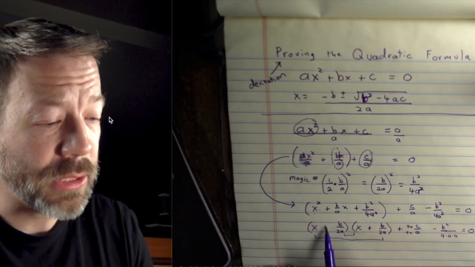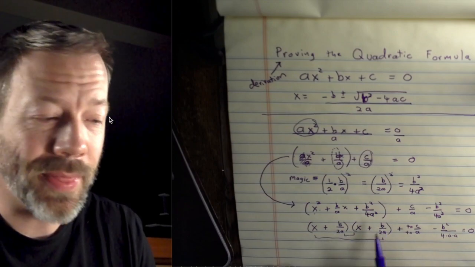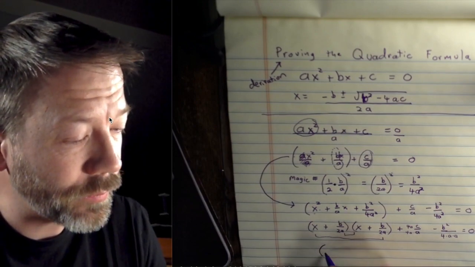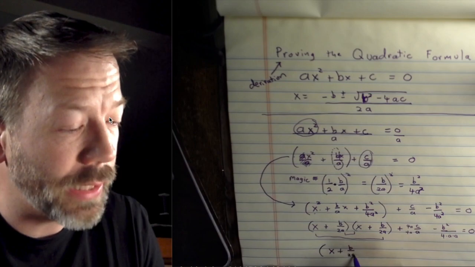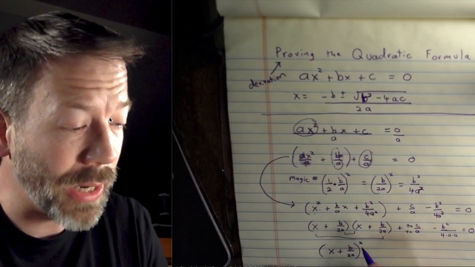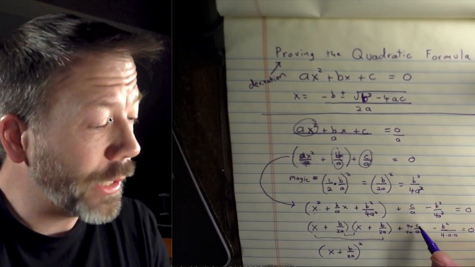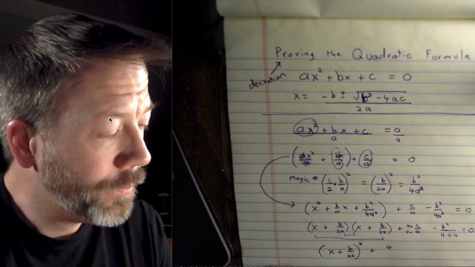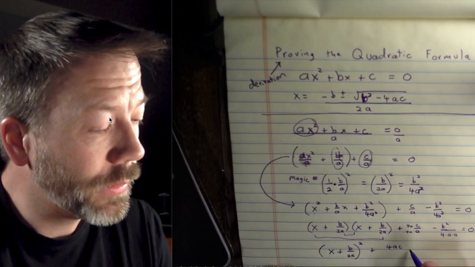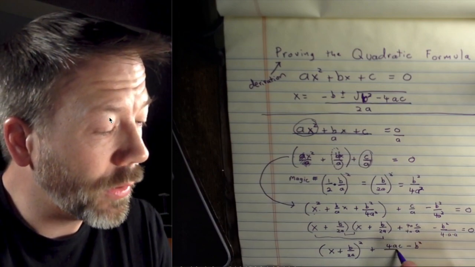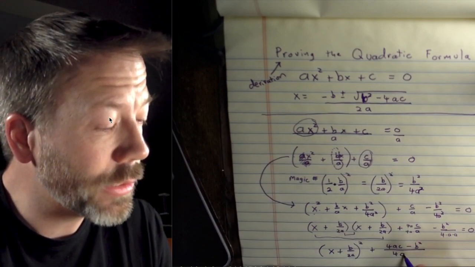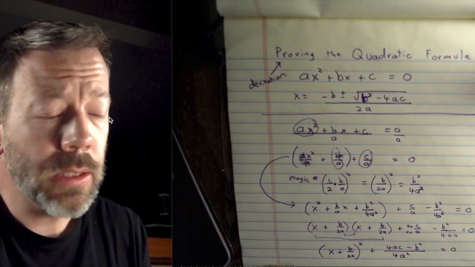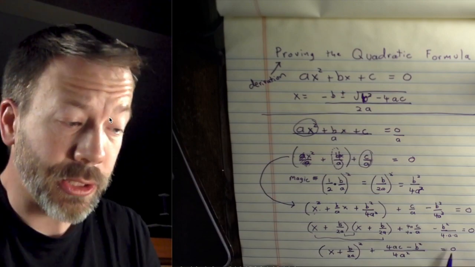Back over here now, x plus b over 2a times x plus b over 2a, that's the same thing written twice, which means that altogether it's going to be x plus b over 2a, all raised to the second power. And then here, 4ac take away b squared, that's going to be 4ac take away b squared all over 4a squared, and still equals 0. We're getting close to wrapping this up. I have completed the square now.